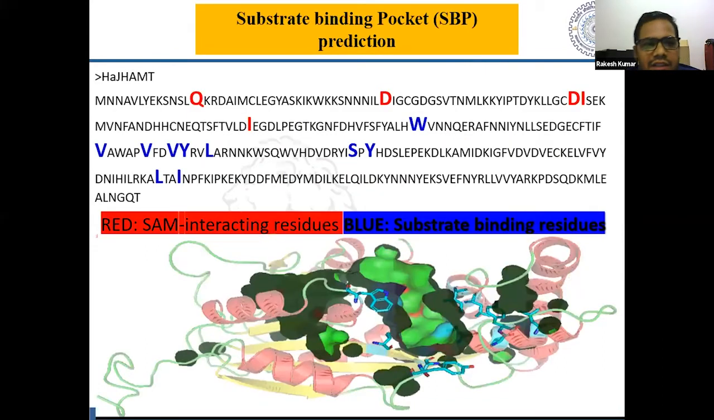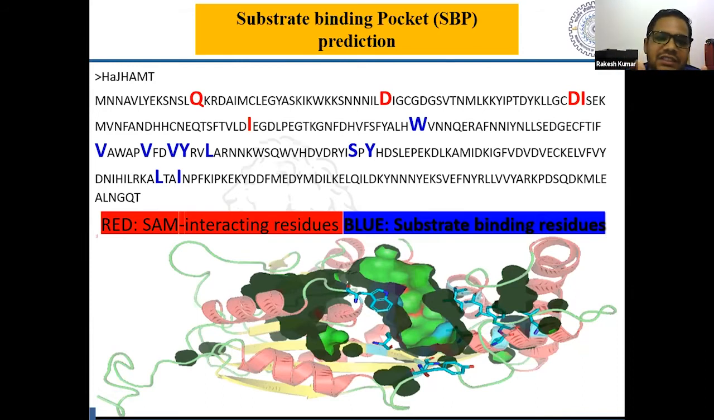Here I am drawing your attention to the critical residues that have already been identified in some other insects, the residues important for the activity of this juvenile hormone enzyme. Since juvenile hormone acid methyltransferase is a methyltransferase, it has two substrates.